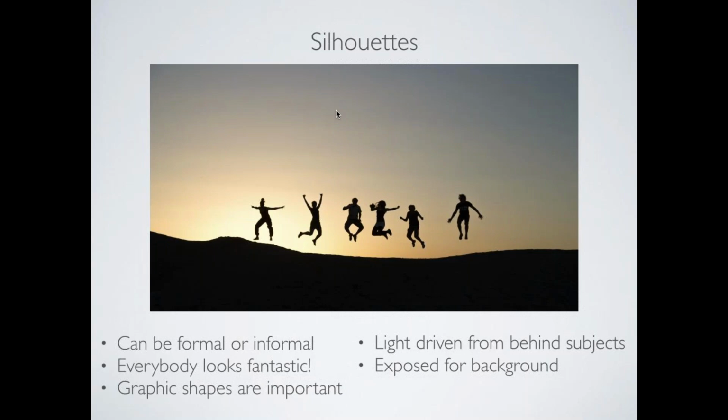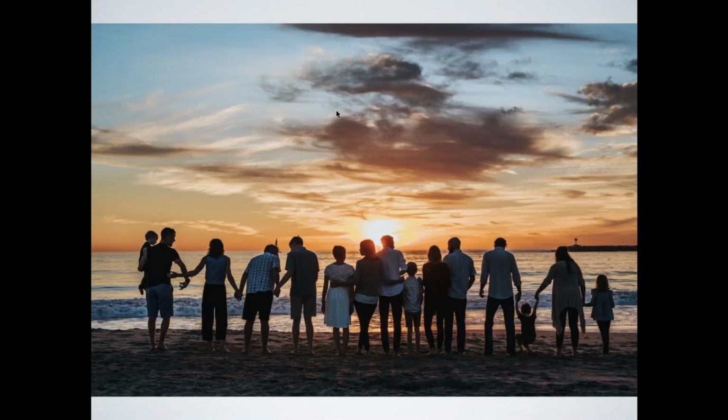The beauty of silhouettes is if you've got a graphic sense, this group is going to know that it's them. They're going to know which one of them is who, and everybody looks great. You don't have to worry about smiles or funny weird faces or compositing heads. It is important to have a graphic shape to each individual if possible. And I've got a couple more images that are a little more subdued but still have that sense. The light is driven from behind, and usually you're exposing for the background.